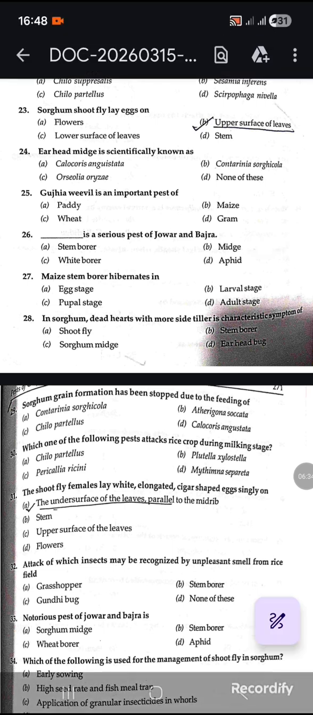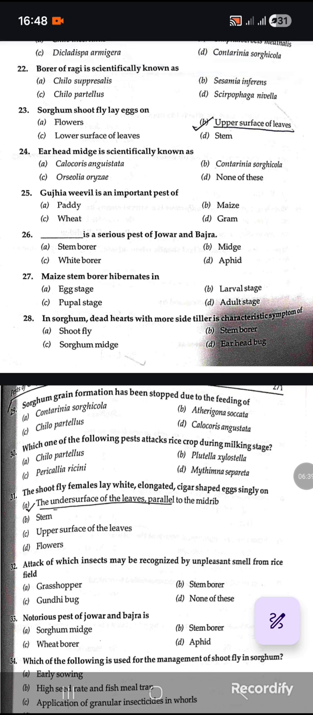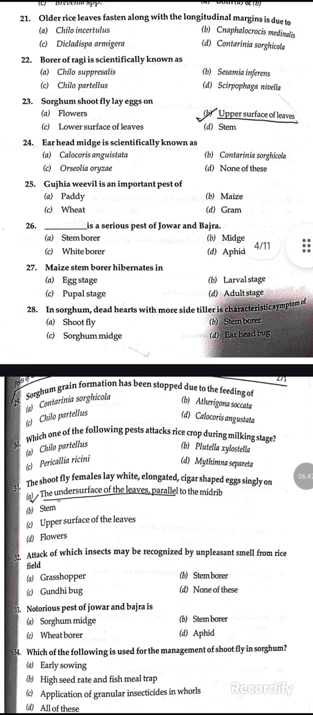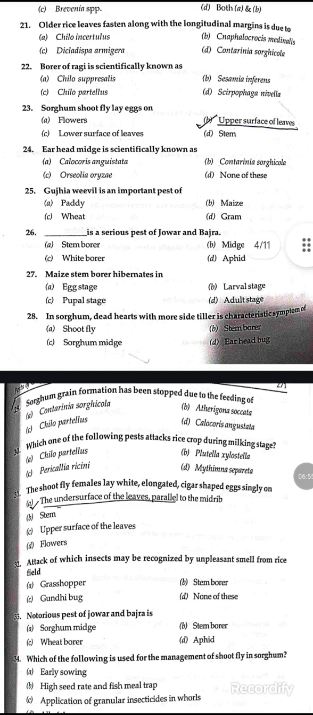Which of the following is a pest attacking rice crop during milking stage? Which pest attacks the rice crop in the milking stage? Tell me. This is Mythimna separata.